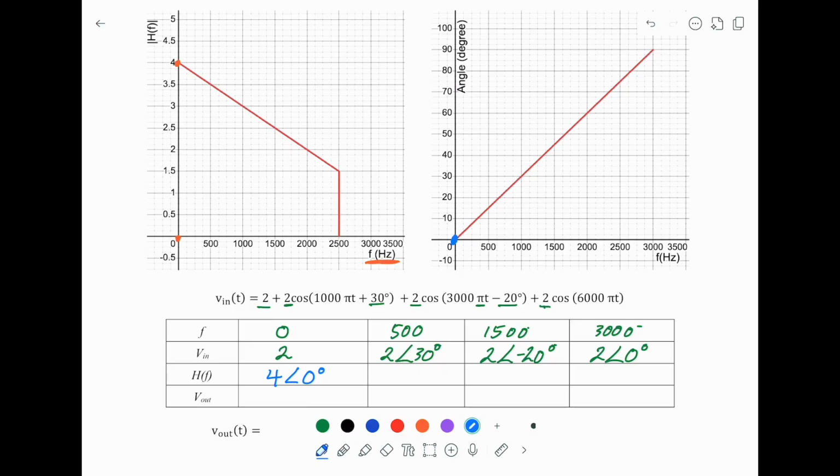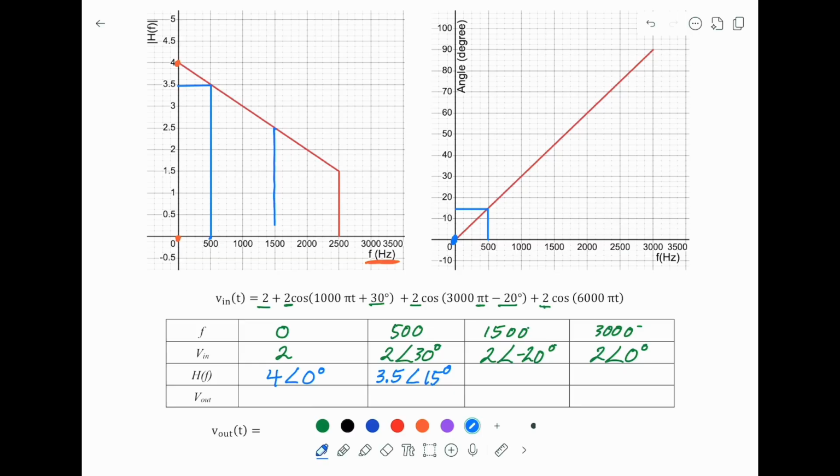Second, 500. So we look at 500 here. If you look at this graph here, it's very clear it is 3.5. It means it will multiply any amplitude by 3.5. How about the angle? At 500 here, it is very clear it is positive 15 degrees.